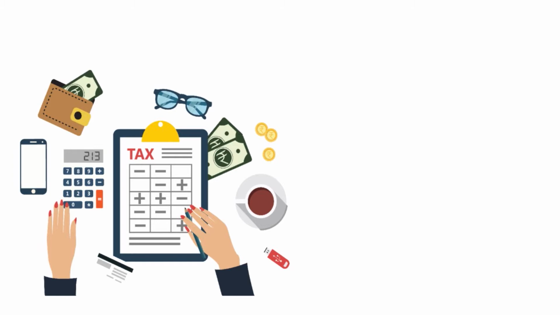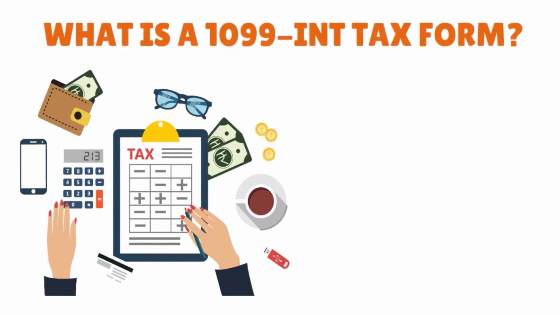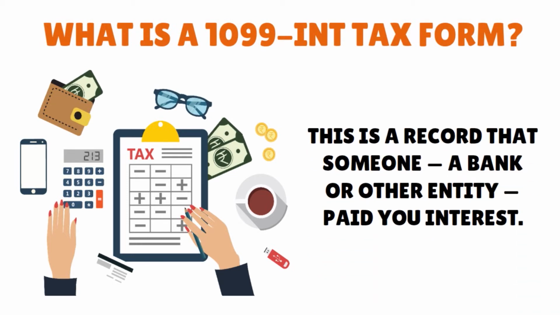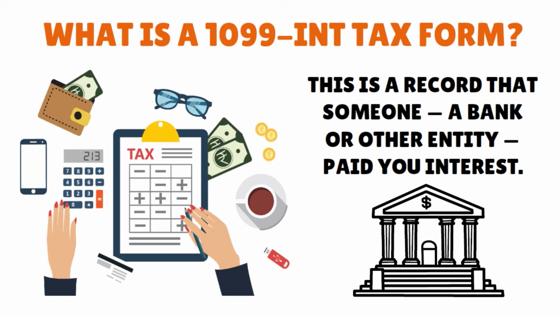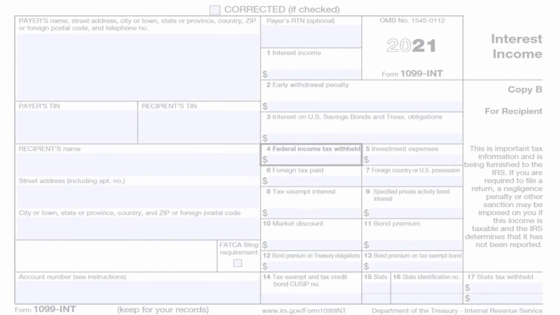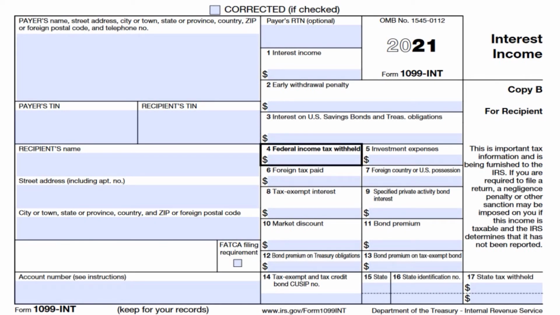All right. So what is a 1099-INT tax form? This is a record that someone, a bank or other entity, paid you interest. If you earn more than $10 in interest from a bank, brokerage, or other financial institution, you will receive a 1099-INT. The 1099-INT is a common type of IRS Form 1099, which shows whether an entity or person, not your employer though, gave you or paid you money.